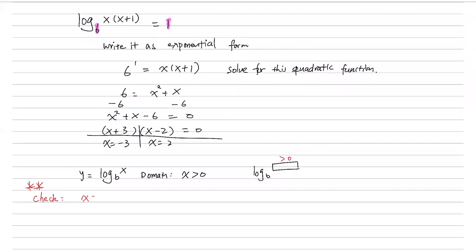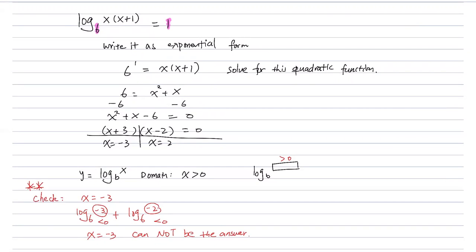So let's check it. When x is equal to negative 3, I will end up with log base 6 of negative 3 plus log base 6 of negative 2. In this case, I don't have to continue solving because this negative 3 is less than 0, and this negative 2 here is less than 0, which means x equal to negative 3 cannot be our answer.